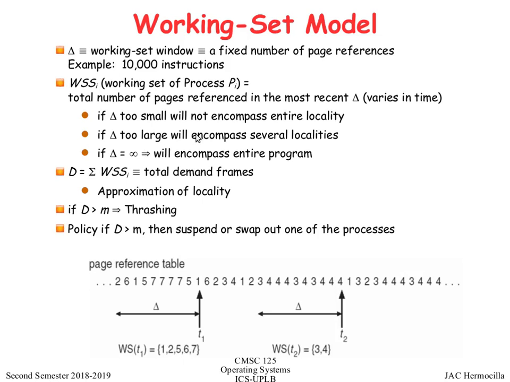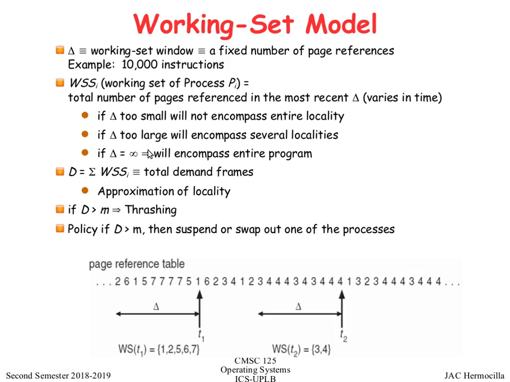Now, a critical part of the working set model is selecting the window size, or delta. If delta is too small, it will not encompass the entire locality. Let's say you set delta to 1. That's quite useless because you only have a size of 1. If delta is too large, it will encompass several localities.